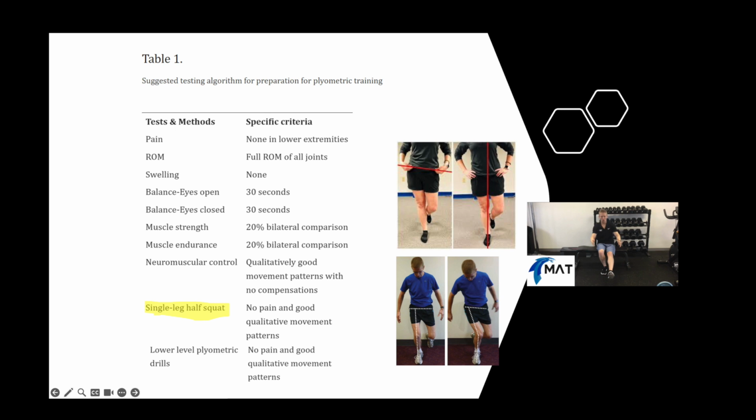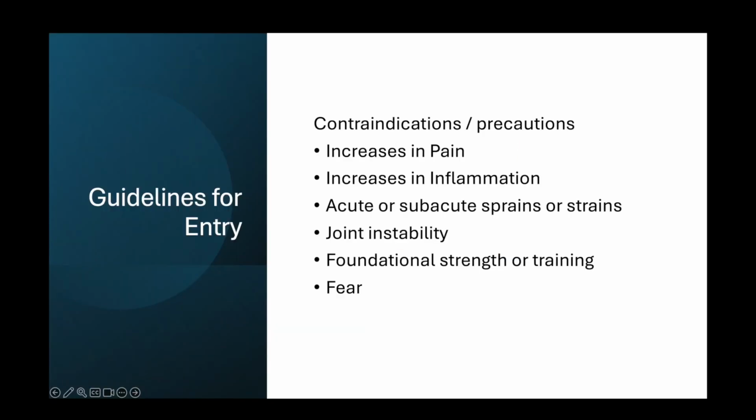Some articles say that to return to sport, you have to do 22 on each side as the cutoff zone. But for plyometrics, they should be able to do at least a few of them and do proper single leg half squats. Again, some more contraindications: any increases in pain, increases in inflammation, any acute or subacute injuries, any joint instability, and they should have the foundational strength and training, and they should not be fearful at all.